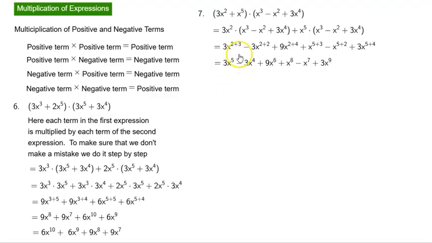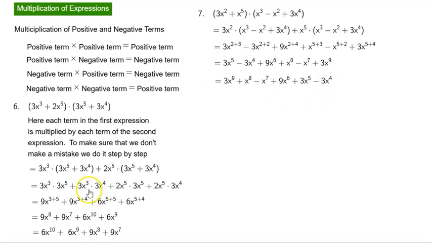Okay, so we have 3x to the power of 5 minus 3x to the power of 4 plus 9x to the power of 6 plus x to the power of 8 minus x to the power of 7 plus 3x to the power of 9. And again, rearrange it in the order of decreasing degrees of the terms.